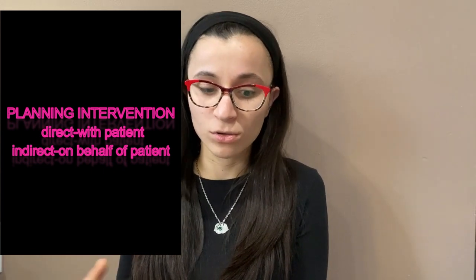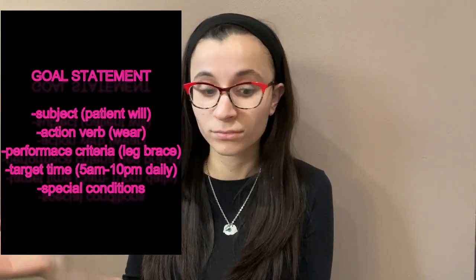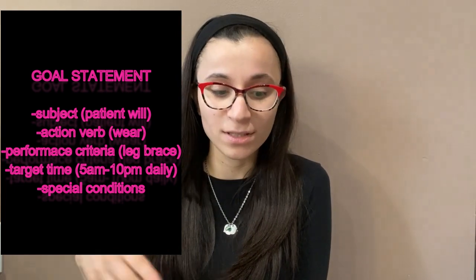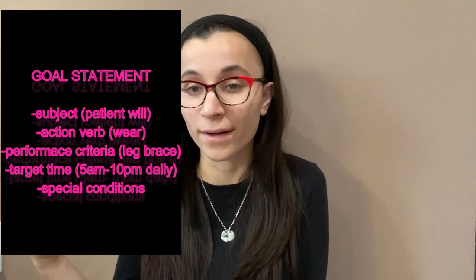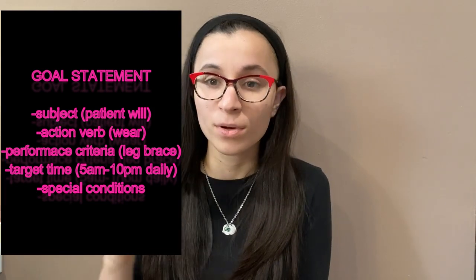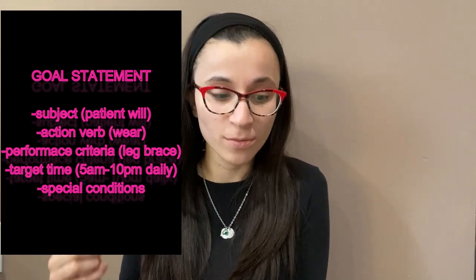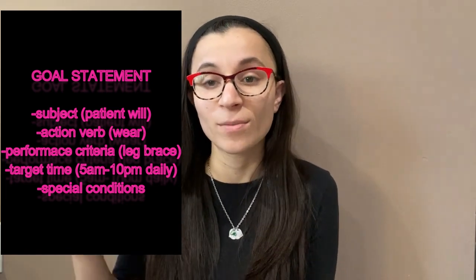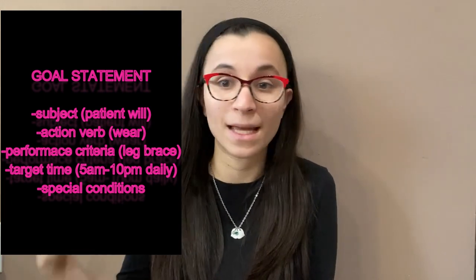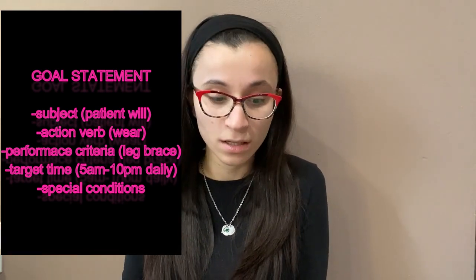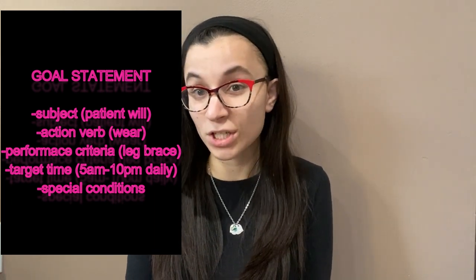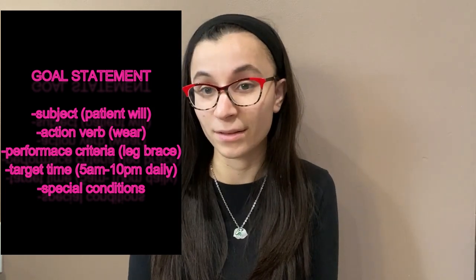Okay, so in terms of writing a goal statement, you want it to have the subject, which is the patient will. You have an action verb, be clear in that. So it's going to be like, the patient will walk, talk, whatever the action is. Performance criteria should be specific and measurable. So the patient will wear a leg brace, for instance, and you want to write the target time. So the patient will wear a leg brace from 5 a.m. to 10 p.m. daily. And then you also could write in specific conditions, like assisting with ambulation, whatever they need.